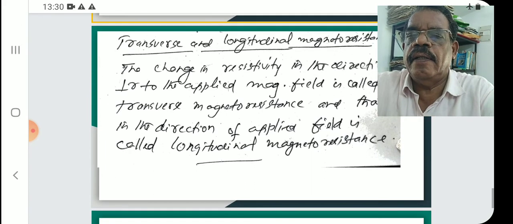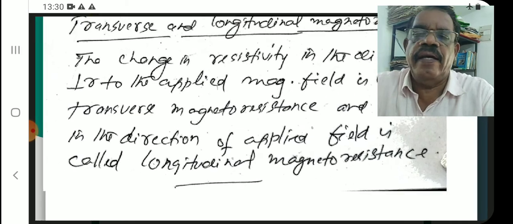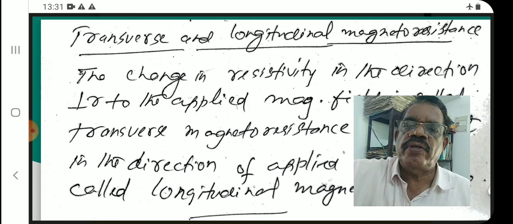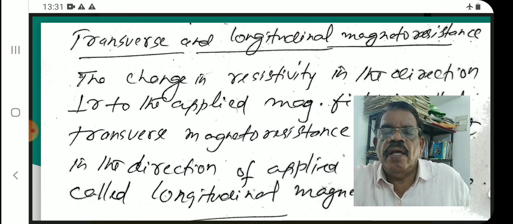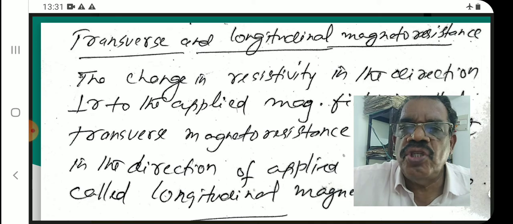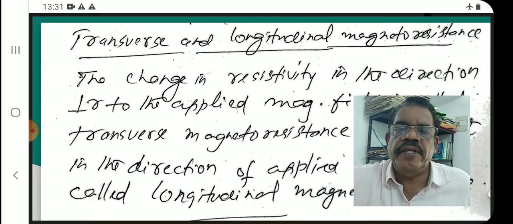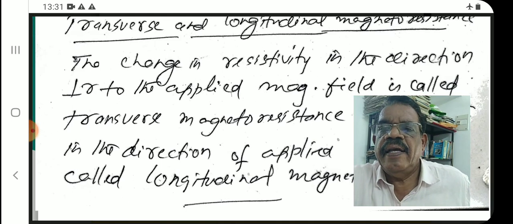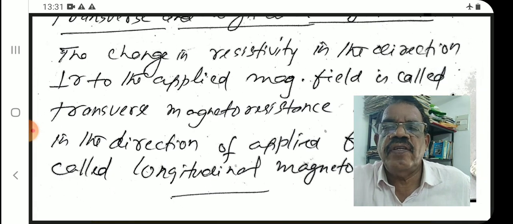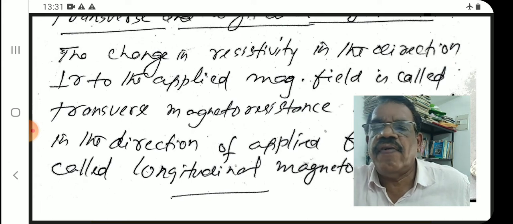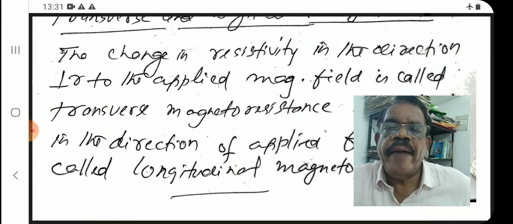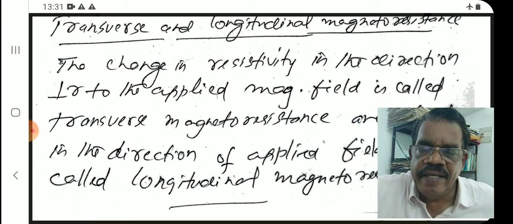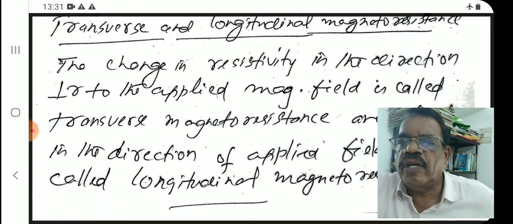Next, we classify magnetoresistance into two. Magnetoresistance is classified into two. There are two types of magnetoresistance. One is transverse magnetoresistance and the other is longitudinal magnetoresistance. What are they? The change in resistivity in the direction perpendicular to the applied magnetic field is called transverse magnetoresistance. When we say perpendicular, we use the word transverse.